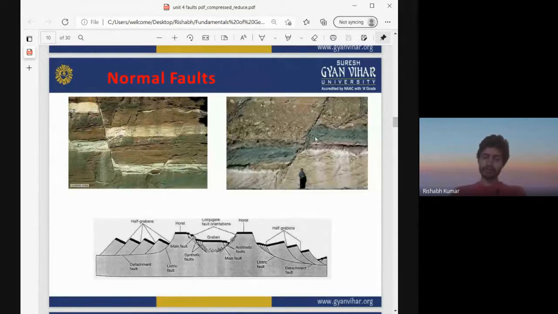Here you can see again. This is your footwall. This is your hanging wall. It is coming down. Hanging wall is coming down. This is normal fault. Okay.